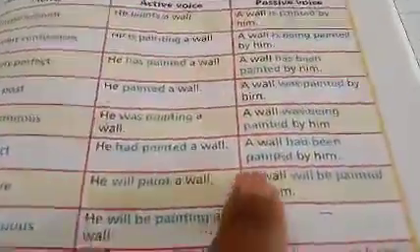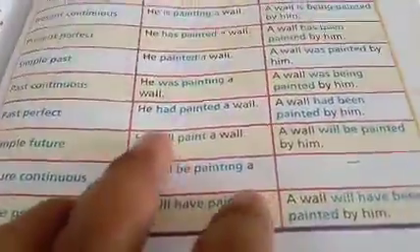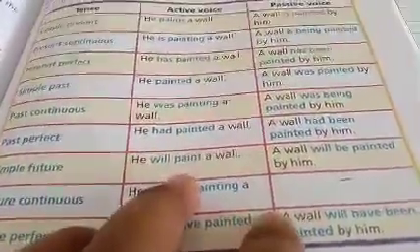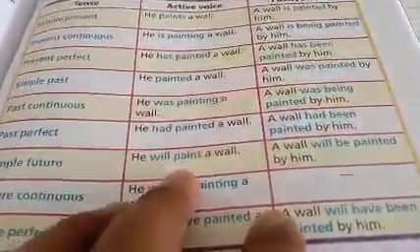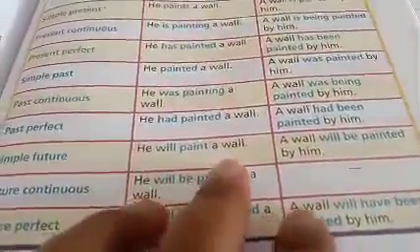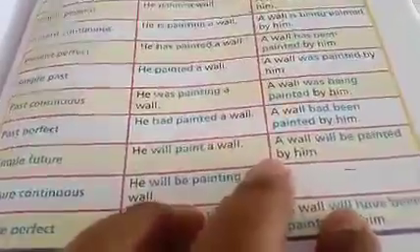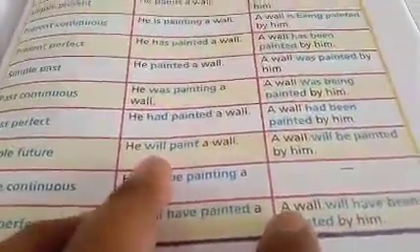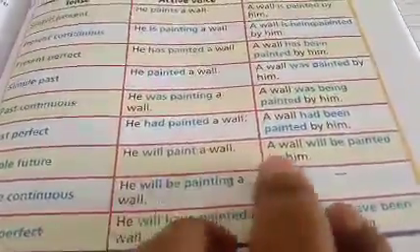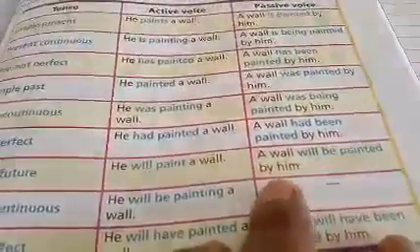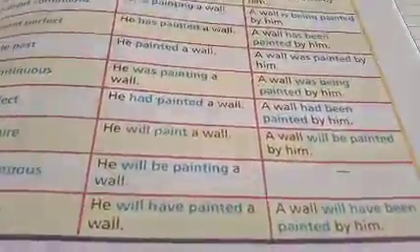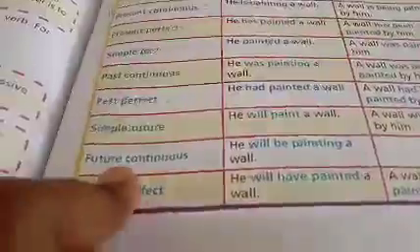So here, he will paint a wall. You see here a wall, and will is simple future. In passive voice, simple future is converted using will be and shall be. So you will write here: A wall will be painted by him.